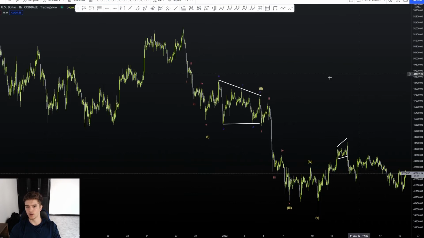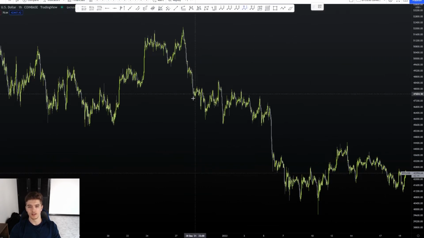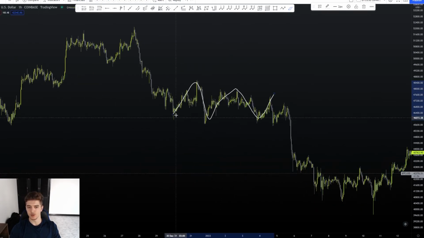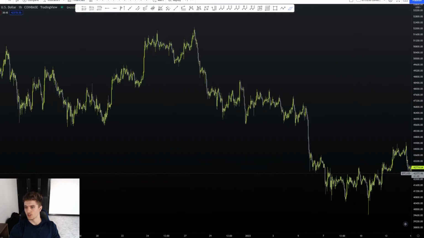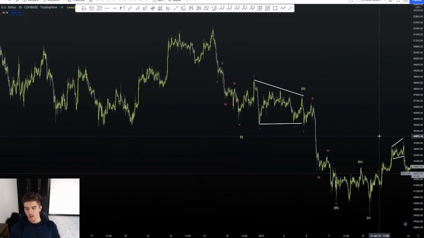If you don't like that, then you could probably squeeze in a W, X, Y, X, Z if you're not too keen about the triangle correction, where this would be a W, X, Y, X, Z. I'm not too big of a fan of the subdivisions for that one to squeeze in 5 separate moves. These do look more like zigzags, more indicative of a triangle correction. So I am going with the triangle as so. And let's move on to this wave 3.